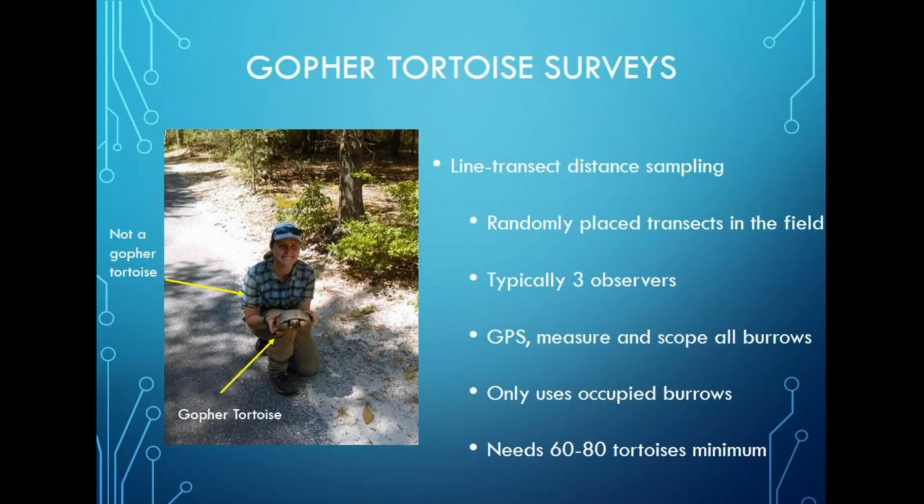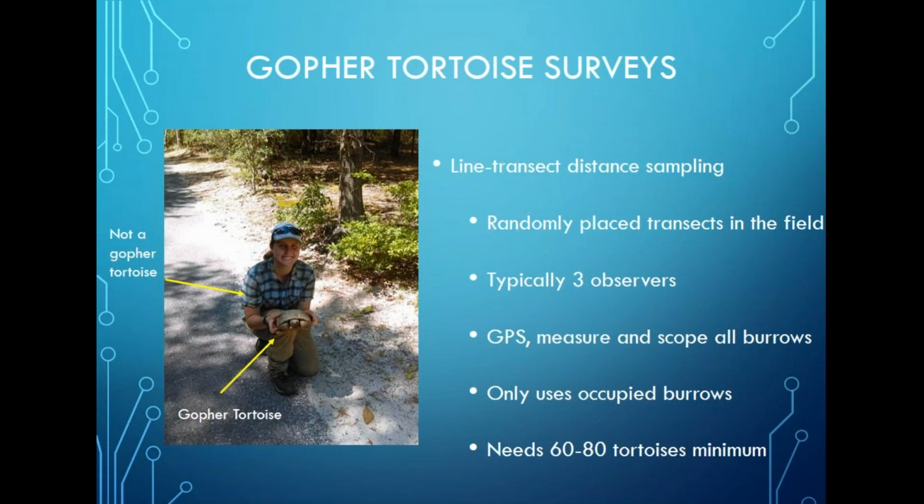So Gopher tortoise surveys, I'm sure we're all pretty familiar with them, but I'm going to go over them again for anyone who's not. They use line transect distance sampling. So this is essentially random transects out in the field. You look to the left and right, you try and find what you find. And typically this is done with 3 observers, but there's some variation depending on the amount of funding you have or the state that you're in and doing the survey.